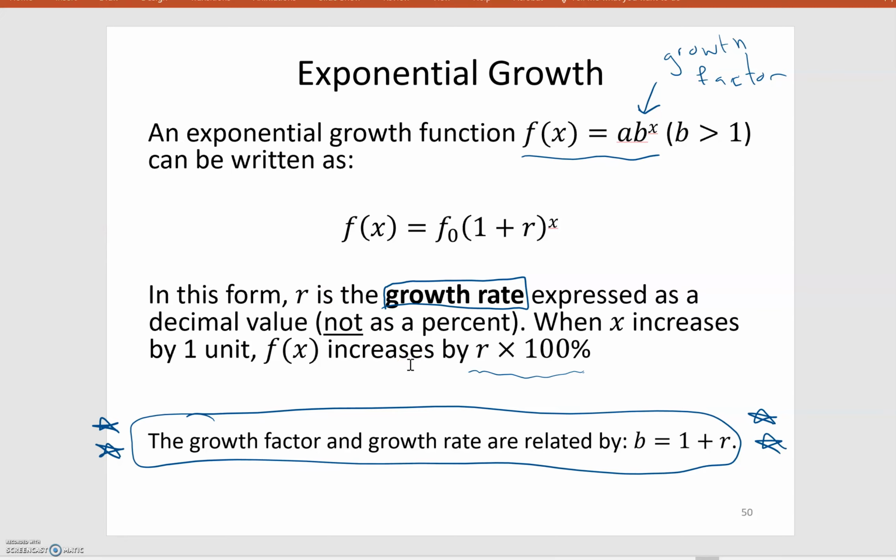And we will use both of these forms. This f of 0 stuff, let me write it like this. I will hardly ever use this f of 0 notation, but you should know what it means. It's just the initial value, a times 1 plus r to the x.